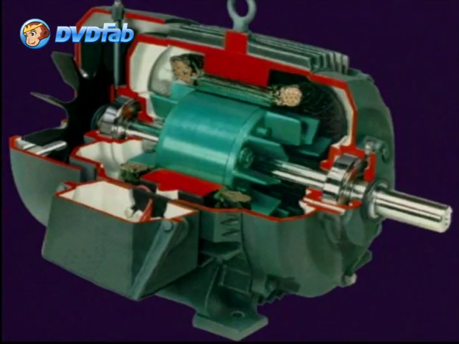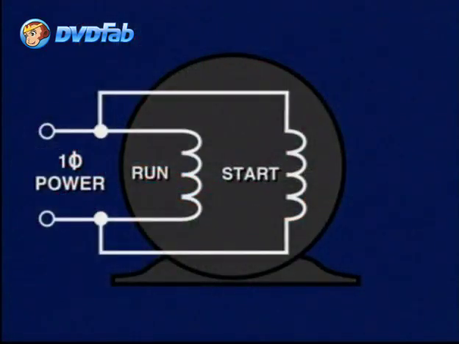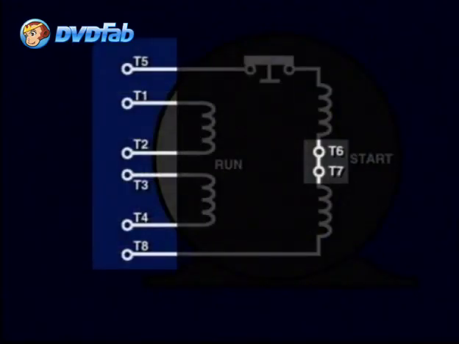The rotor is very similar to the one in the three-phase motor and is also called squirrel cage for the same reason. The end plates secure the motor to the frame. The terminals in single-phase motors have a standard method of identification. They may have 4 or 8 terminals.